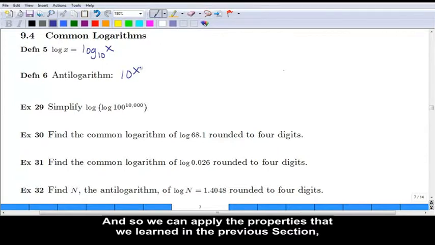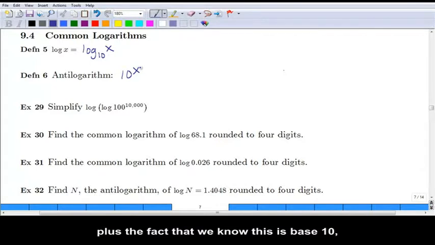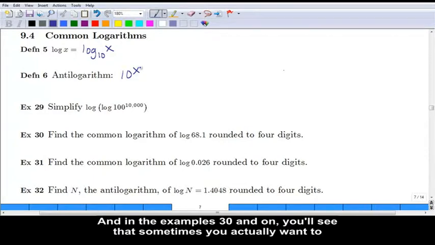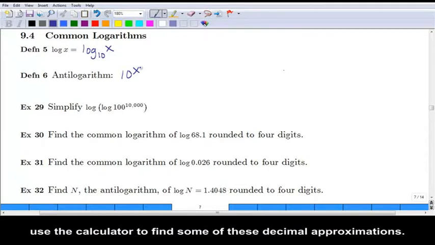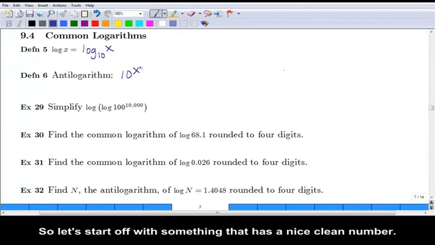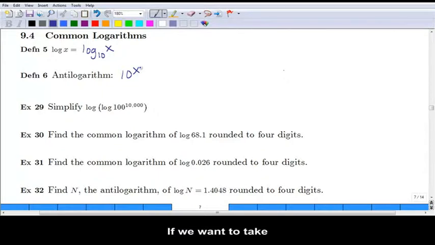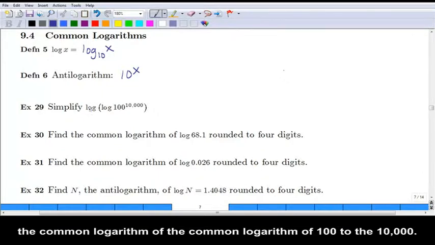And so we can apply the properties that we learned in the previous section, plus the fact that we know this is base 10, to simplify and solve some of these logarithms. And in examples 30 and on, you'll see that sometimes you actually want to use the calculator to find some of these decimal approximations. So let's start off with something that has a nice clean number. If we want to take the common logarithm of the common logarithm of 100 to the 10,000.